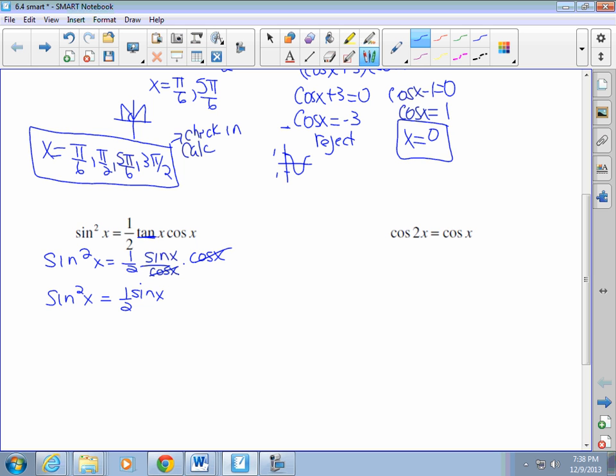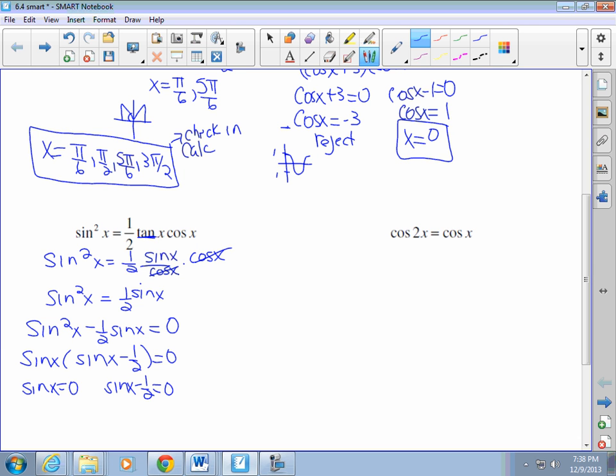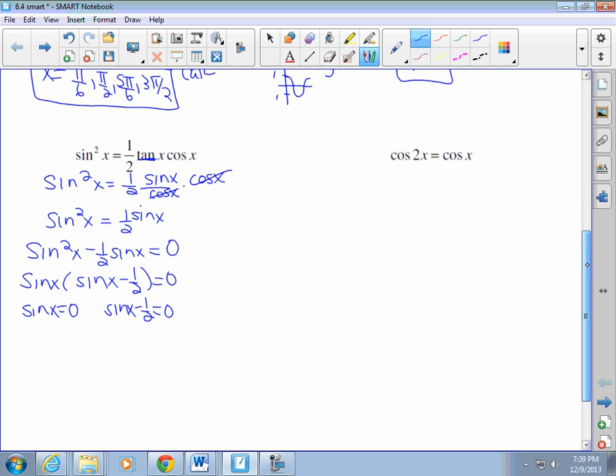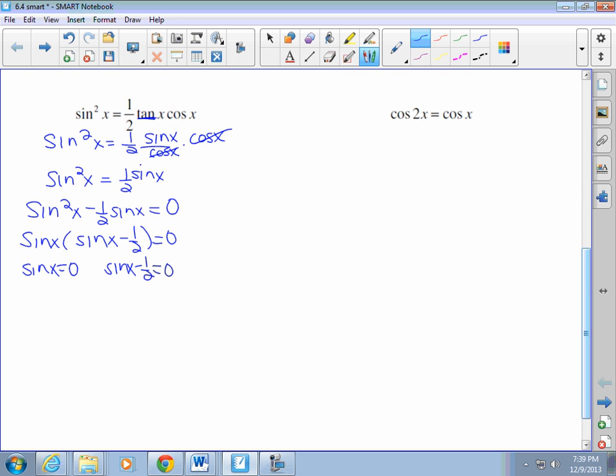So I have to bring everything over to one side, so I'm going to go sine squared x minus 1/2 sine x is equal to 0. I have a sine x in common in both of these terms, so I'm going to take out a sine x. So I have sine x times sine x minus 1/2 is equal to 0. So my two factors: sine x is equal to 0, sine x minus 1/2 is equal to 0. So sine x is equal to 0. Thinking of my unit circle, sine is 0 here, and it's 0 there. So that means that it's at 0 and pi.